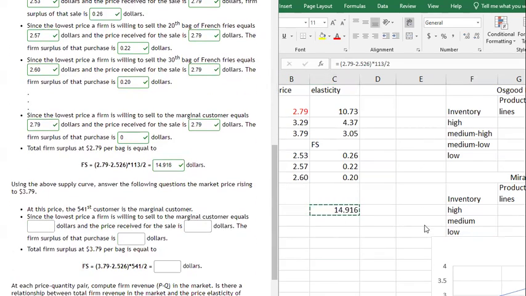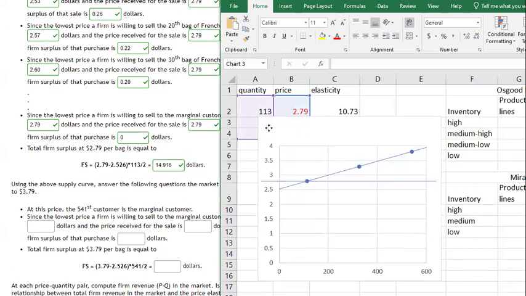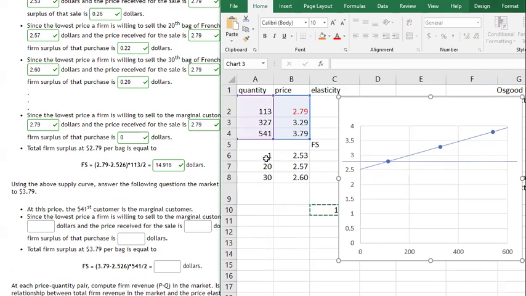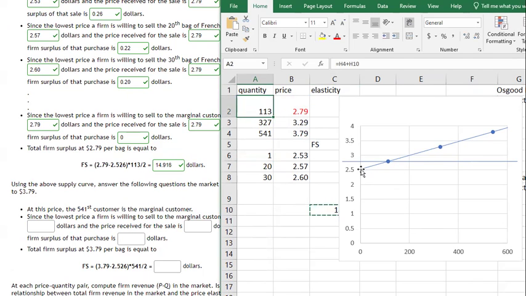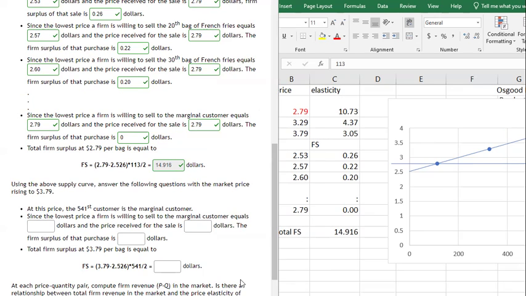Another way to calculate that firm surplus, remember, is to not only calculate the minimum price firms are willing to accept at a quantity of 1, 20, and 30, but do that at every quantity from 1 to 113. And you have all these heights right here, right? You have basically 113 heights. And you add those 113 heights together, and you're going to get something that's really close to the area of the triangle.